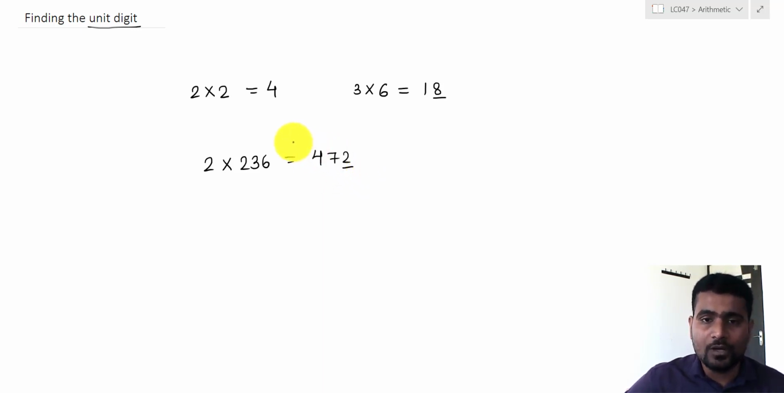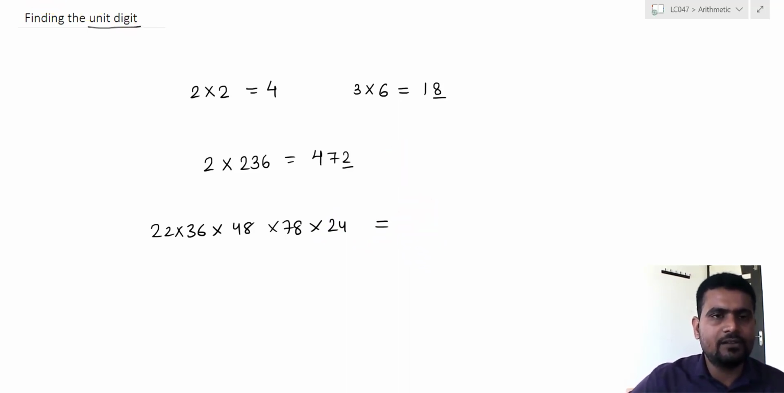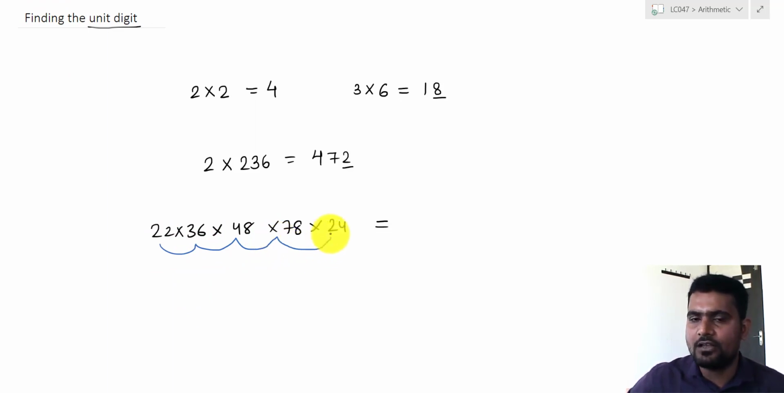Okay, so one thing we can see, if I give you a normal expression, that is 22 into 36 into 48 into 78 into 24, and I tell you to find the unit digit, it is extremely difficult to multiply each and every number and then find the unit digit. So for finding the unit digit of any expression like this, you have to forget all the other numbers except the unit digit. Means you have to remember only the unit digit of all these numbers.